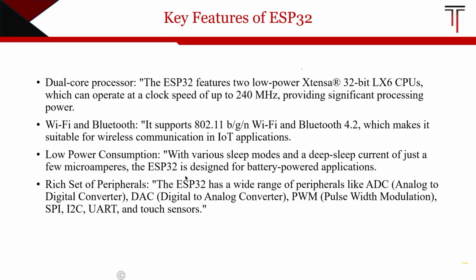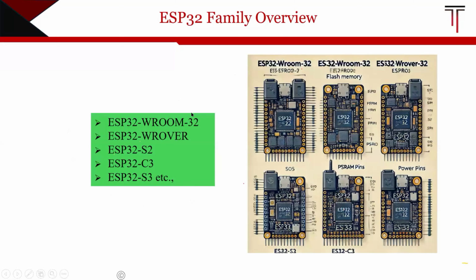The ESP32 is designed for battery powered applications. And it also contains a rich set of peripherals. This ESP32 has a wide range of peripherals, like ADC, nothing but analog to digital converters, and digital to analog converters. It also provides PWM, pulse width modulation. It also gives us some communication protocols like SPI, I2C, and UART. UART is nothing but universal asynchronous receiver transmitter. All these functions we can access by using the ESP32 microcontroller. So these are some key features of the ESP32 microcontroller.